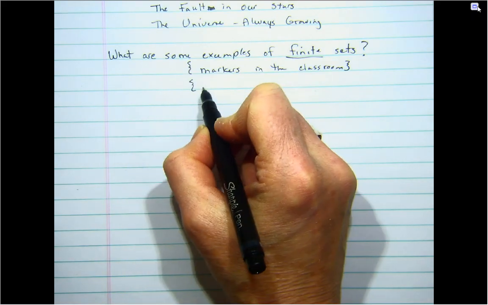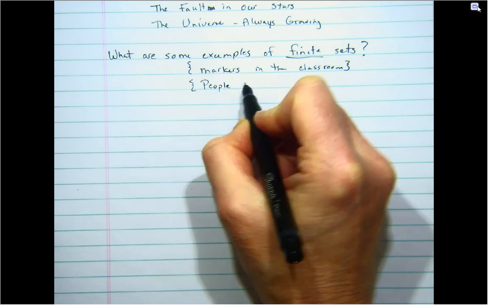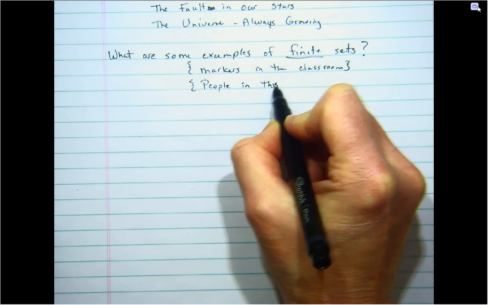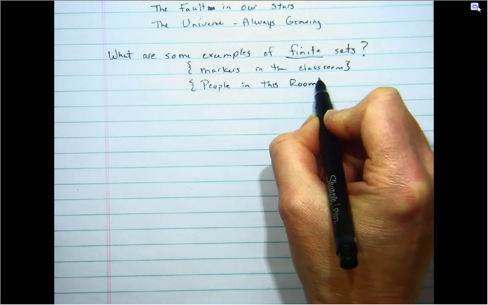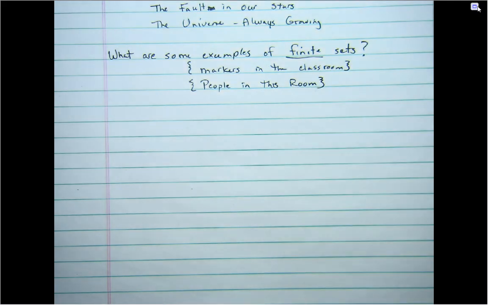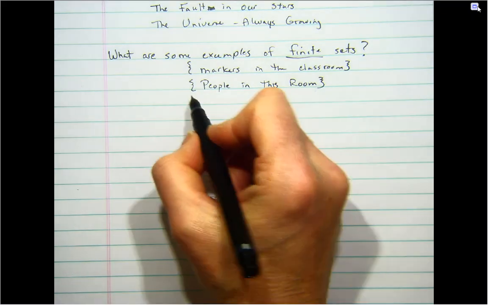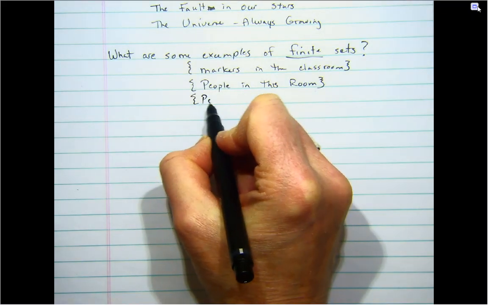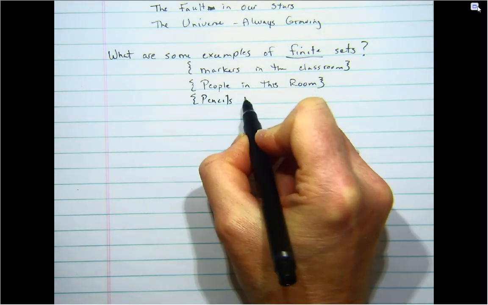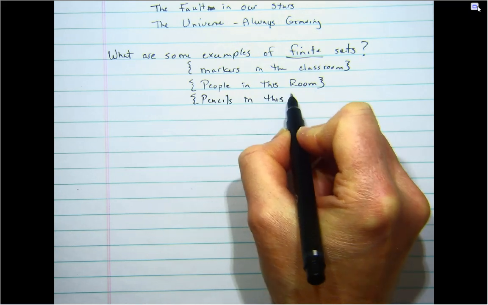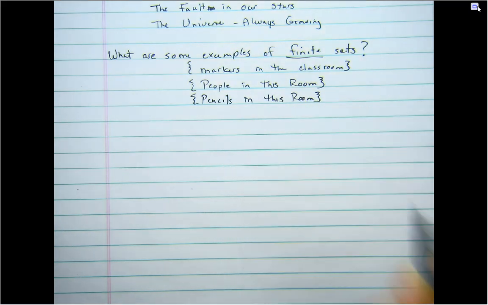Or how about the people in this room? So the set of people in this room, that's a finite set, not a very large set. Or how about the pencils in this room? That would be a finite collection or a finite set. So a set is just a collection of elements, a collection of items.